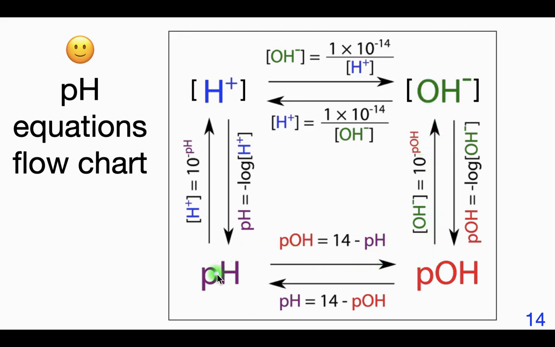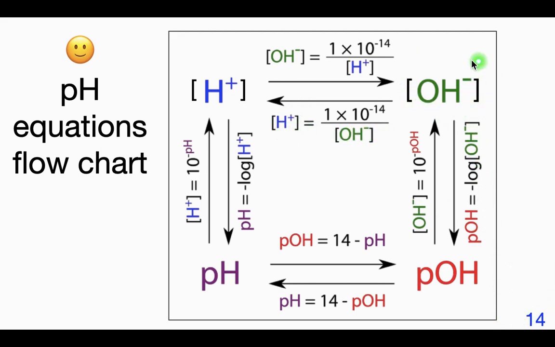So if I want to go from pH to pOH, I would subtract pH from 14 to give me pOH. And if I wanted to go from pOH to pH, I would subtract pOH from 14. So just follow the arrows and look at the equations, and it'll tell you explicitly what you need to do.